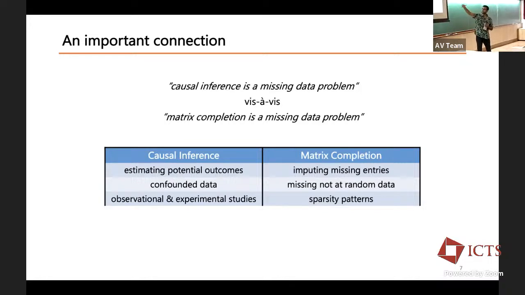In causal inference, you have this idea of confounding, confounded data. I'll explain what that is. And then in matrix completion, that leads to having missing not at random data. And then in causal inference, you reason about different kinds of studies, like observational studies or experimental studies. And what that leads to in matrix completion is having different kinds of sparsity patterns in the appropriately defined matrix.